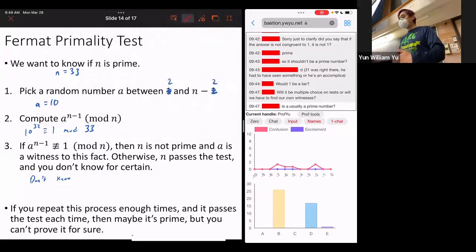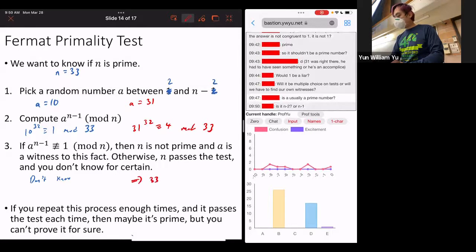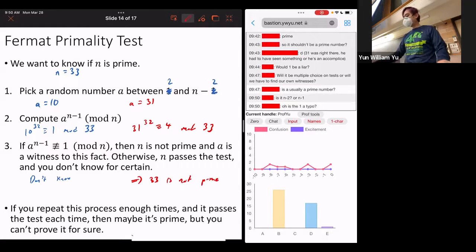But if you do this multiple times, then you might end up with a different number, like a is equal to 31. And notice that 31 to the 32 is congruent to 4 mod 33. And then you know that 33 is not prime.